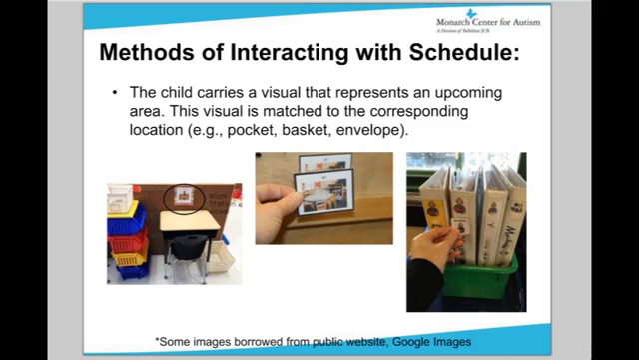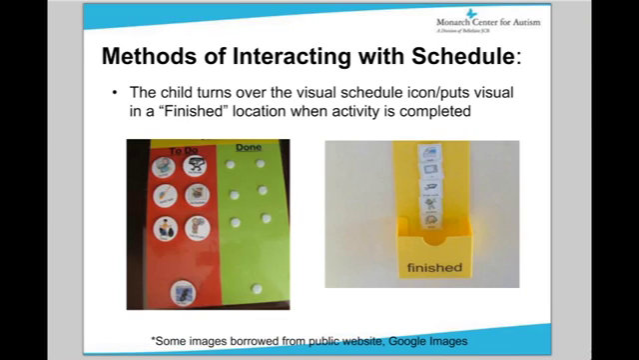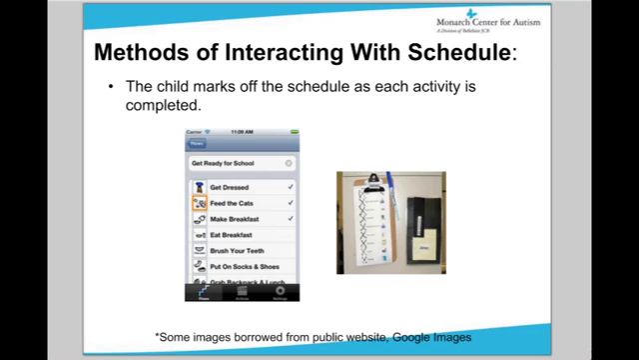Here are some methods of interacting with the schedule. So once a student understands that the picture represents the destination, and they understand that they take the visual and they go to that destination, there are different ways of interacting. You can match picture to picture, as identified here, to the location, to a binder. And then when the activity is finished, you can move it to all done. You can put it in a finished box. And we also have students who check it off or click it off if they're using an electronic device.